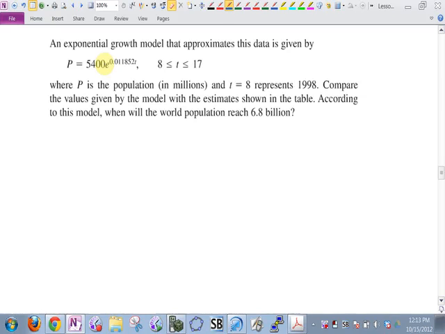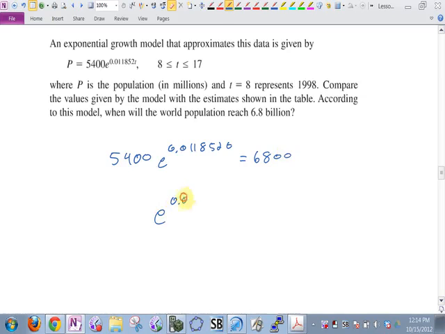How can I figure out when the population will reach 6.8 billion? So I say 5,400 e to the 0.011852t equals what? Good. So that's going to be 6,800. Because remember, this is modeling the population in millions. So 6.8 billion will be 6,800 million. So now, how do you solve this equation?